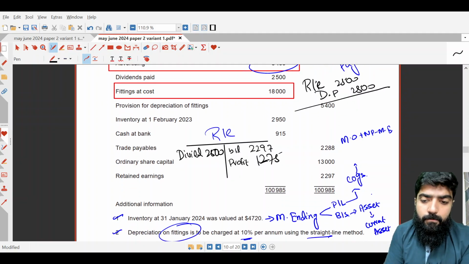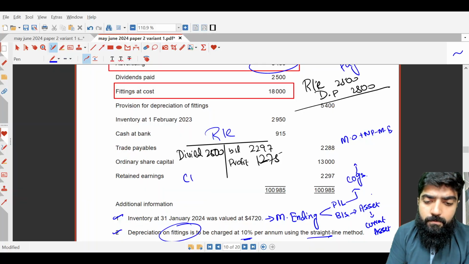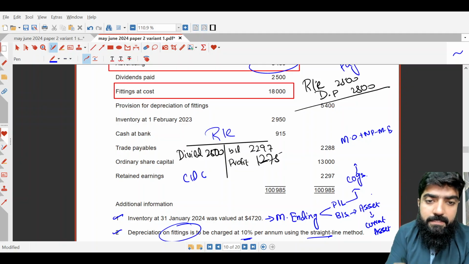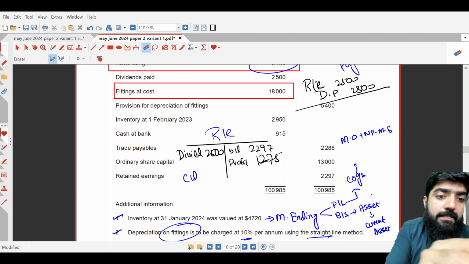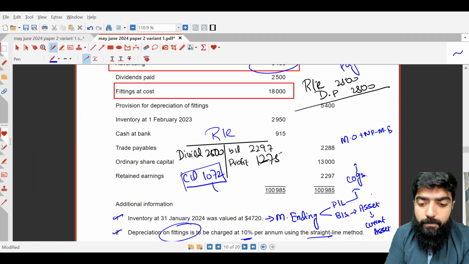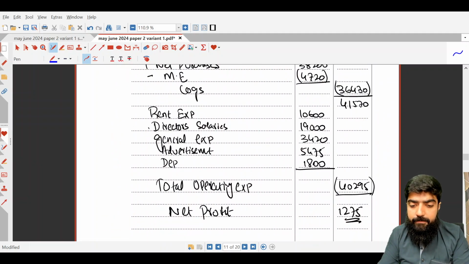What will be the closing balance? 1072. 1072 is basically the closing balance, and this 1072 will be included in the balance sheet as shareholder equity. Are you getting the point? So that is the first requirement that we have done.